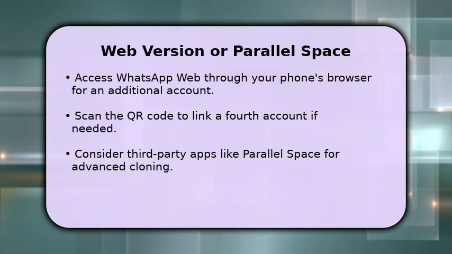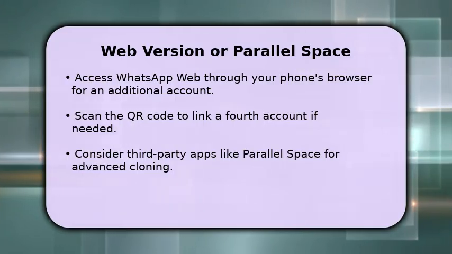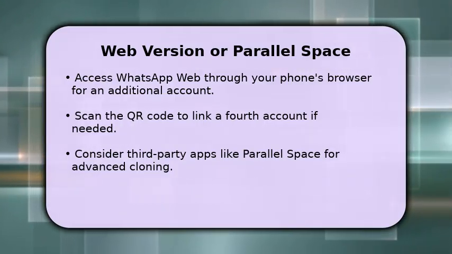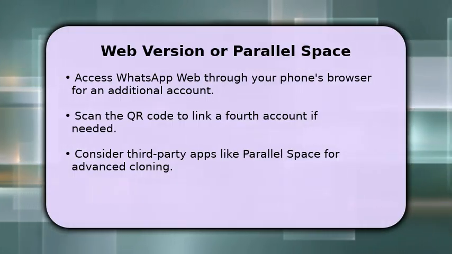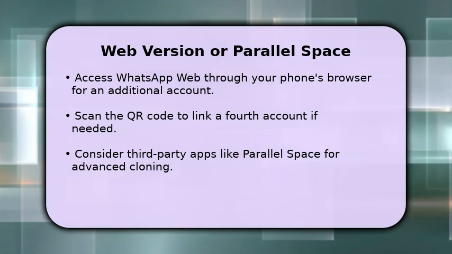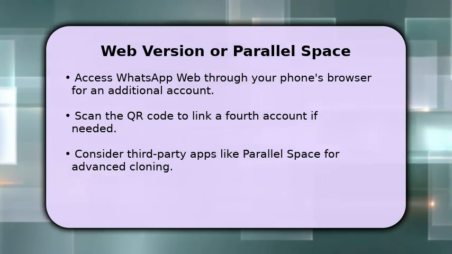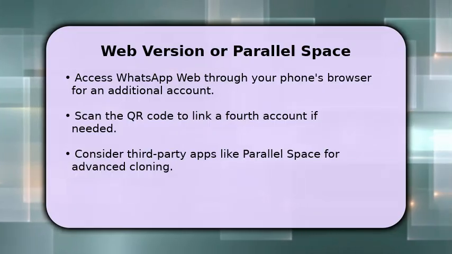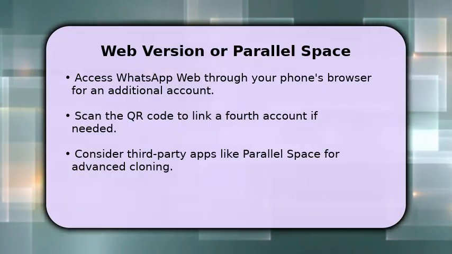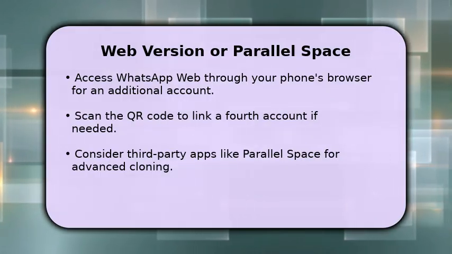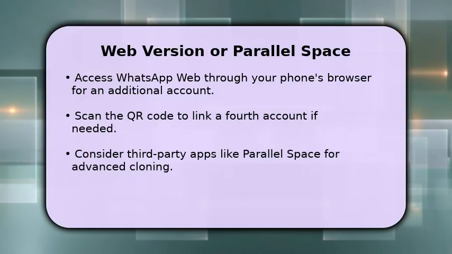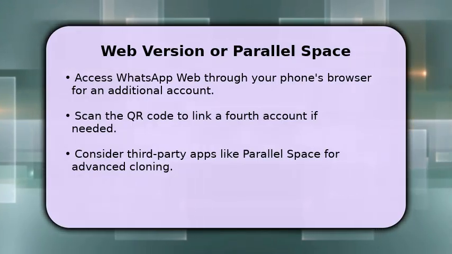If you need even more accounts, or if your phone lacks a dual app feature, consider using WhatsApp Web. Open your phone's browser, go to web.whatsapp.com, and link another account by scanning the QR code. Alternatively, for a more robust cloning solution, explore third-party applications such as Parallel Space. These apps create an isolated environment, allowing you to run multiple instances of WhatsApp with ease.